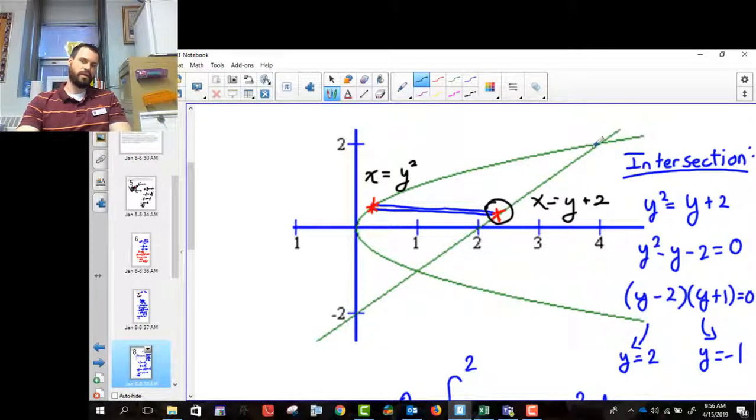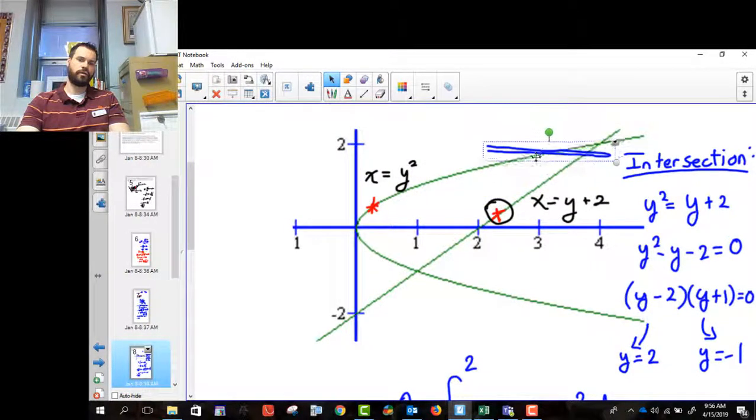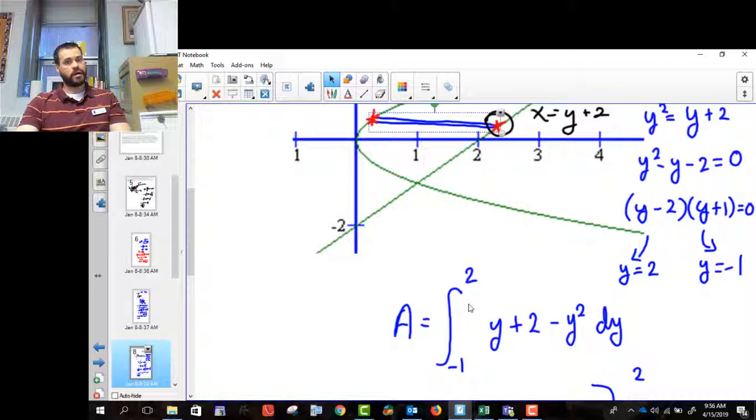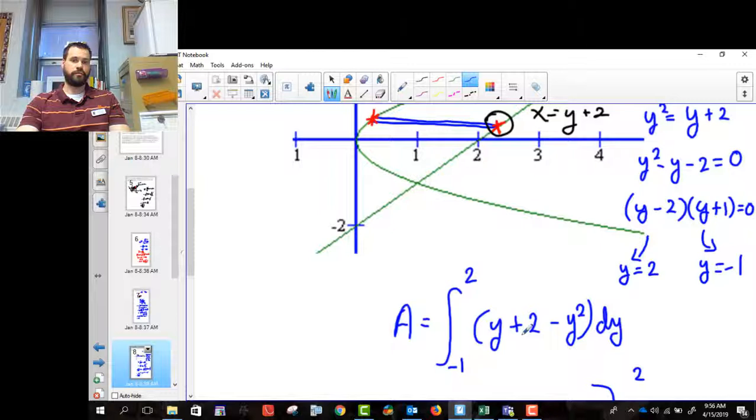But you notice they stay the same all the way along. So if I take that horizontal line and I move it anywhere along here, the front function is y plus 2, the back function is y squared. So that leaves me with an integral. It's with respect to y, not x, but the area is only one integral, okay? So it's from minus 1 to 2 of the front function, y plus 2, minus the back function, y squared.